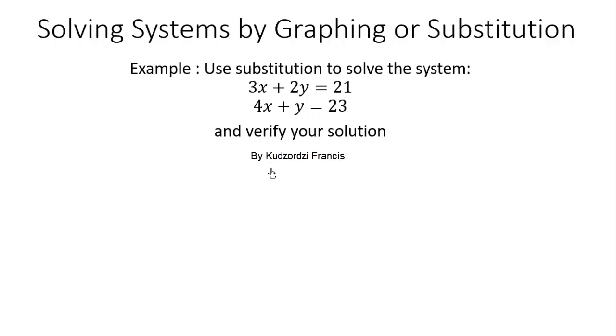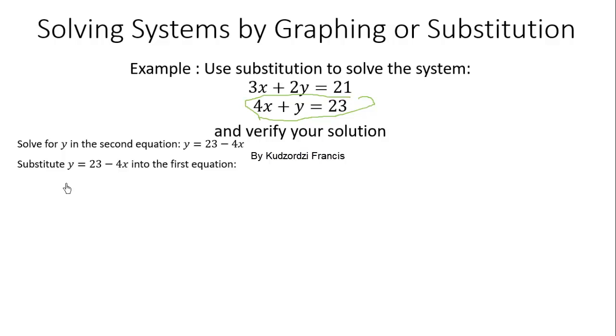To solve this, we need to analyze the two systems carefully and see which of them we can make one variable the subject easily. So we can see that for the second equation, it is easier to make y the subject because the coefficient of y is 1 in that equation. Therefore, we make y the subject, or solve for y in the second equation, to get y is equal to 23 minus 4x. What do we do next?